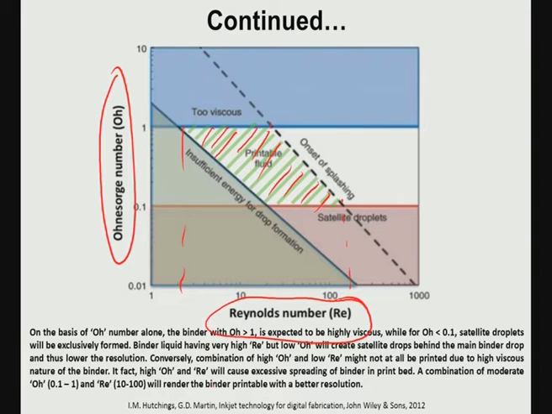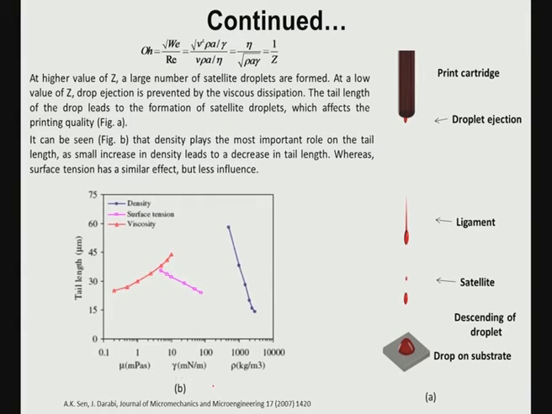You cannot arbitrarily select any binder, and you cannot expect that binder will be optimum for printing that particular material. Here again, as I said, this ligament that is formed and then ultimately disintegrates into the drop, this ligament characteristic is what we call tail length. So, this is your tail length here.